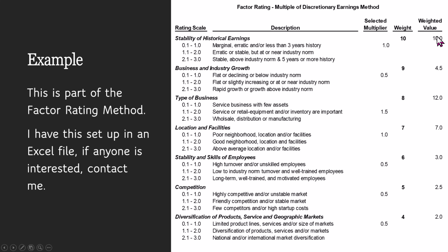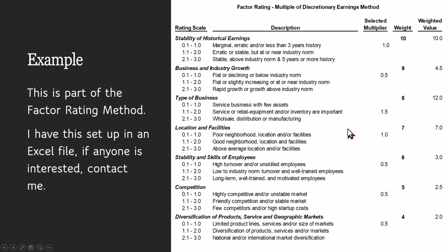So this math is multiplying my selected multiplier times the weight to come up with the weighted value that will be added up at the end. Each of these 10 factors is ranged between 0.1 to 1, 1.1 to 2, 2.1 to 3, based on these little descriptions. In this particular case, the business I was appraising, I chose 1.0 for the stability of historical earnings, so it fit better in this category than any others. 1.5 is right in the middle between the 1.1 and 2. It's a service type business, and you've got to have some equipment.